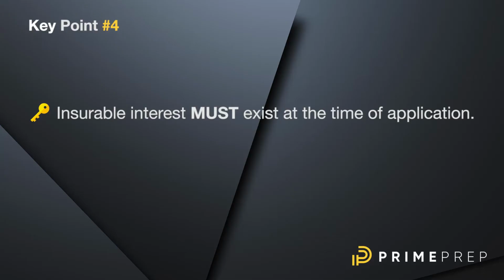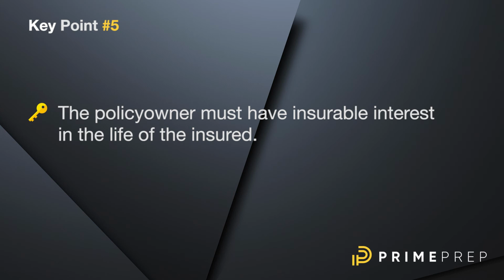Adverse selection for insurers occurs when an applicant manages to obtain coverage at a lower premium than the insurance company would charge if they were aware of the actual risks regarding the applicant. This usually happens as a result of an applicant withholding relevant information or providing false information. Now, connecting back to some of our key points from the beginning, insurable interest must exist at the time of the application. Also, keep in mind, key point, the policy owner must have insurable interest in the life of the insured.